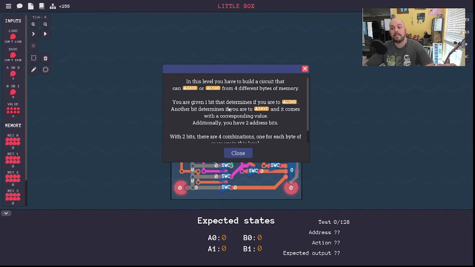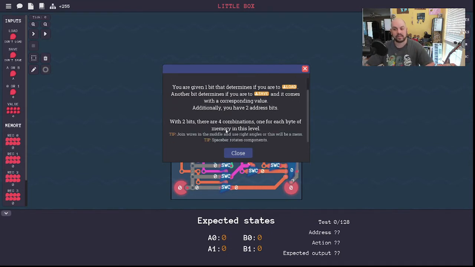You were given 1 bit that determines if you were loading, another bit determines if you were to save. So you got an input that just has the 2 lines coming off, which we have seen before in another one of our levels, where one's on, one's off, and it just swaps between the 2, right? And that's what we went to an SR NOR latch before. And it comes with a corresponding value. Additionally, you have 2 address bits. So that's going to be our demultiplexer, an A0 and an A1. With 2 bits, there are 4 combinations, 1 for each bit of memory in this level, as we discussed in the demultiplexer. And then these tips, don't worry about them.